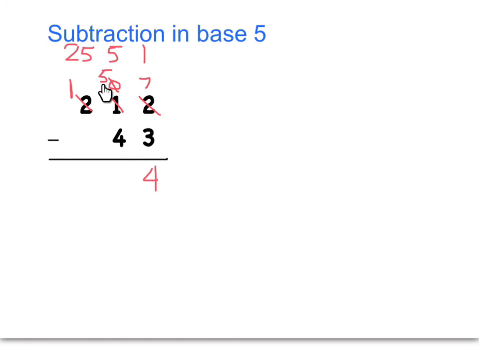If we have 5 groups of 5 and we need to take away 4 groups of 5, then I have 1 group of 5 left over. Next is our 3rd place value, 25. If we have 1 group of 25, take away no groups of 25, we still have 1 group of 25.